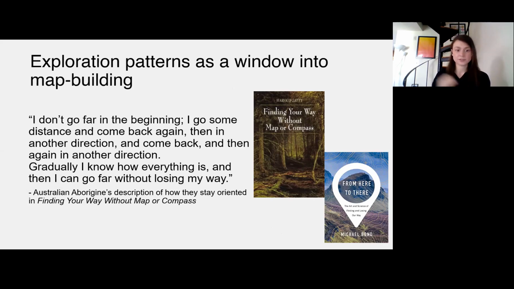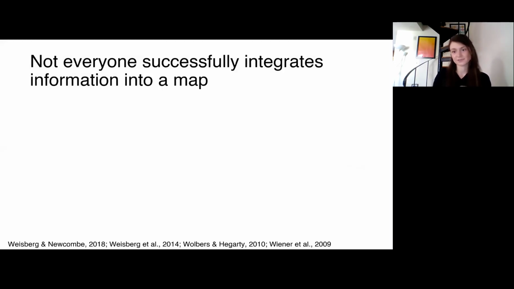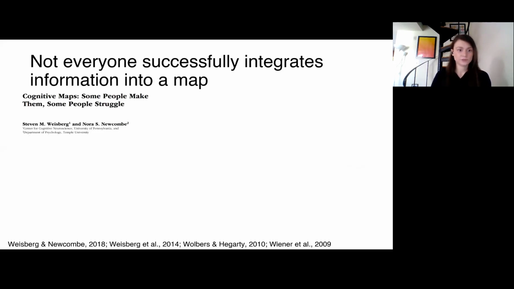So it's something about this gradual sampling and building up of representations that helps you eventually build up a cohesive, integrated cognitive map. That would be the ideal scenario, but we know that not everyone successfully integrates information into a map. Work from my advisor, Nora Newcombe, and Steve Weisberg, who's now a professor at the University of Florida, showed that some people really can't make cohesive cognitive maps.